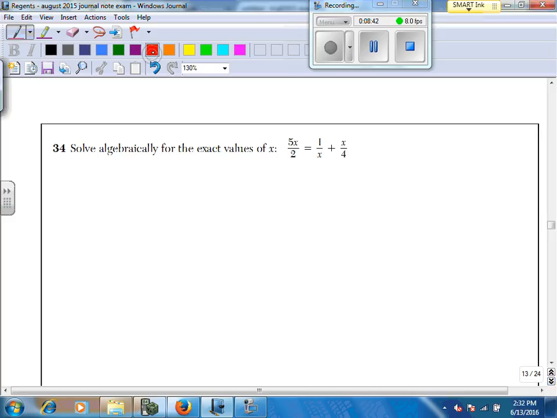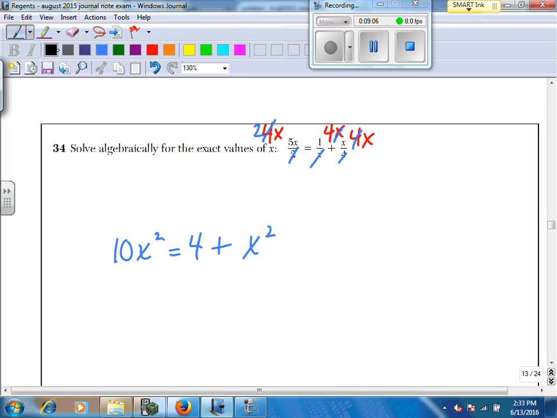You could either get a common denominator or multiply everything by the common denominator of 4x. If we multiply by it, 4 over 2 is 2. So we're left with 2 times x times 5x, which is 10x squared. Here the x's will cancel. We've got a 4. Plus here the 4's will cancel, x squared.